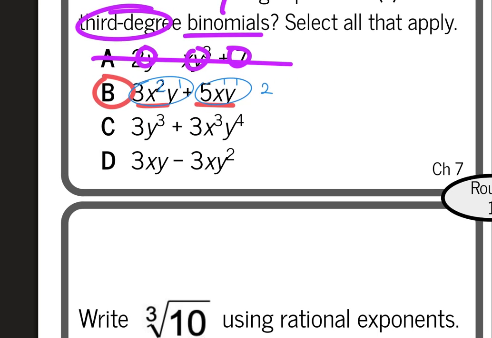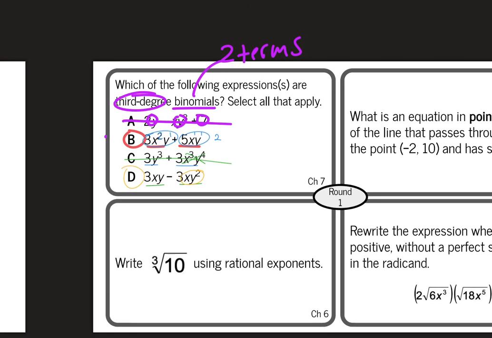And then how about C? C is a binomial because it's 2 terms, but that has a degree of 7, so that's no good. And then this one, binomial, and this has a degree of 3, so it is also that one. So zooming out just so it's clear, B and D, because we select all that apply.